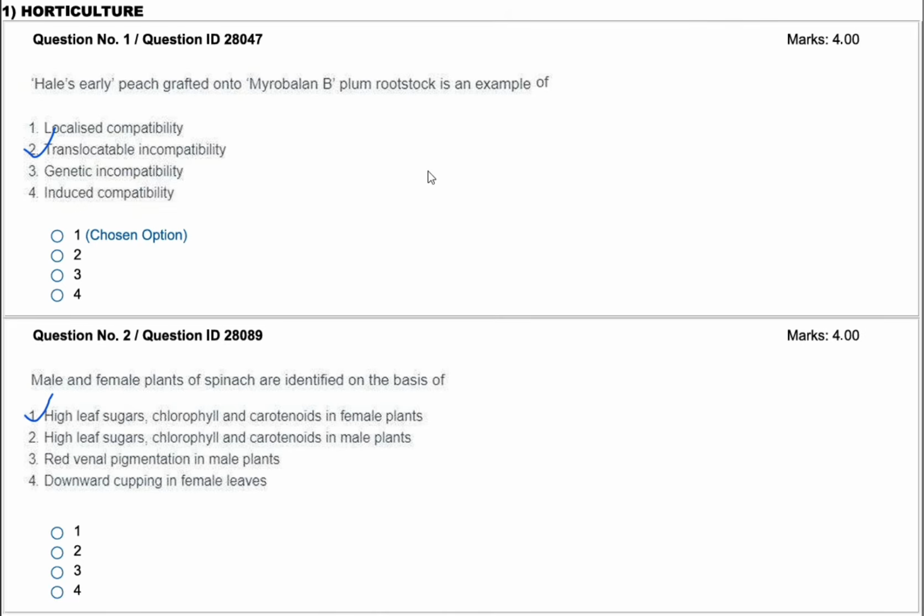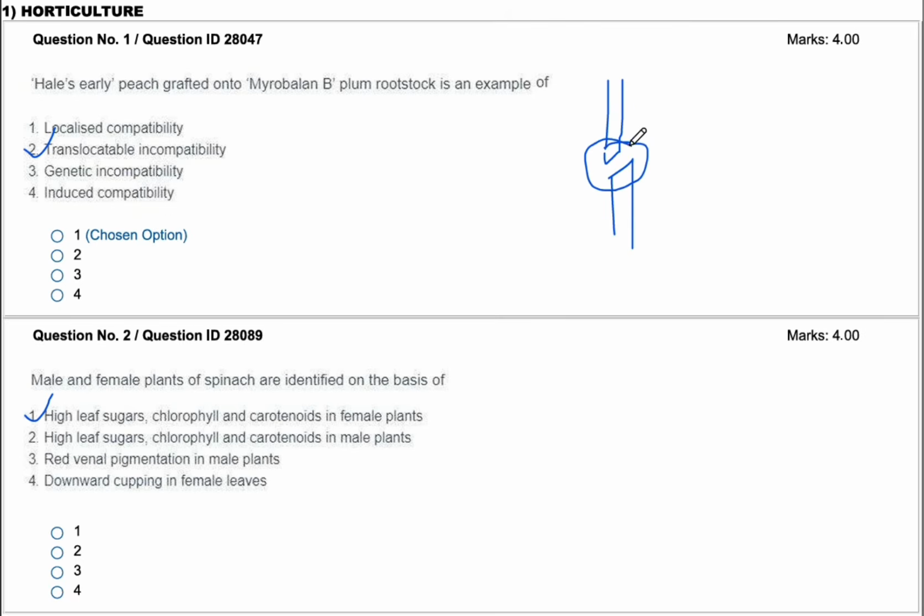Now let's move on to the question. Let's see the first question. The first question is, Hale's Early peach grafted onto Myrobalan B plum rootstock. Plum rootstock is an example of which one? Here it refers to the incompatibilities of a graft.